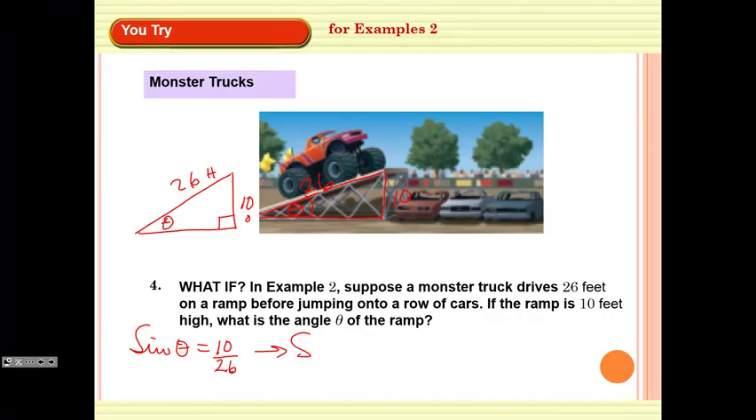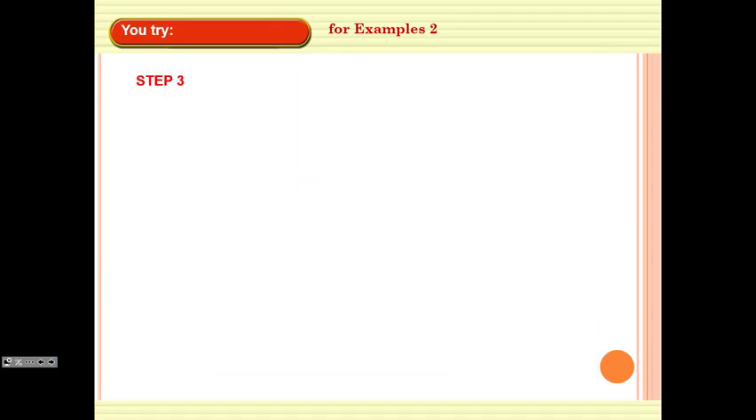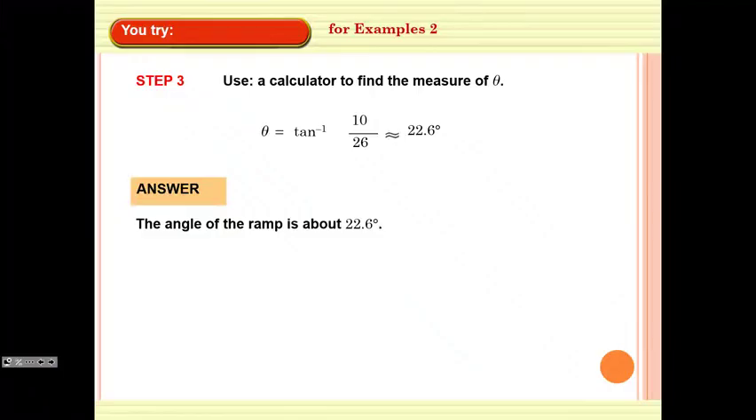So to solve it, you're going to do sine -1 because I'm looking for the angle. Sine -1 of 10 divided by 26, that's going to equal our theta. So pop it in the calculator, just like what we've done. Second sine, and we're going to do 10 divided by 26. You should get 22.6 degrees. And you can follow along with these steps right here to help you out.